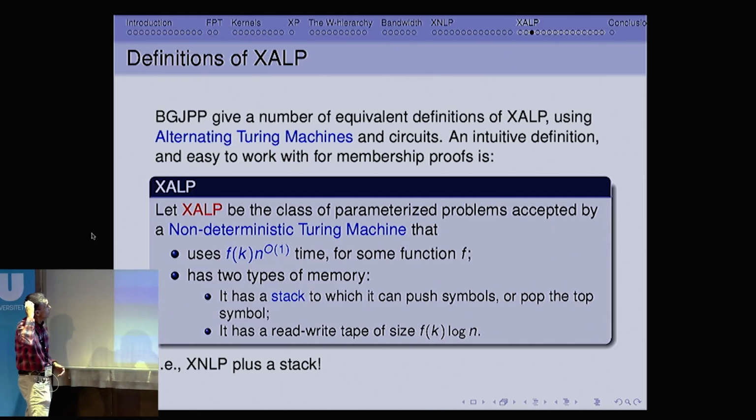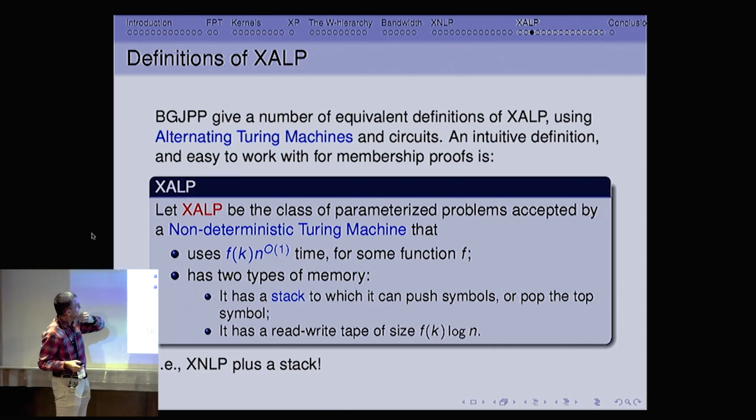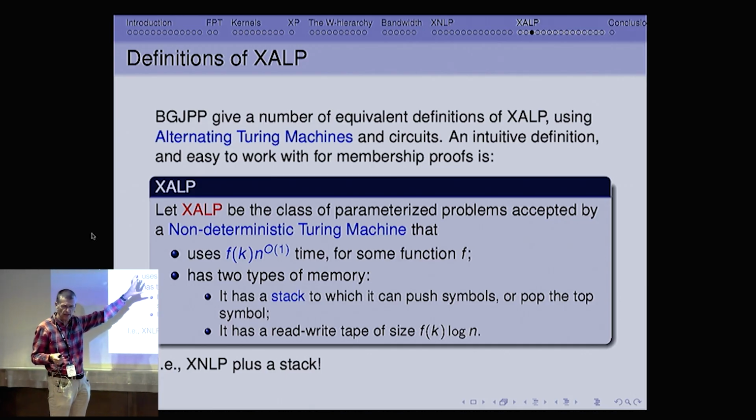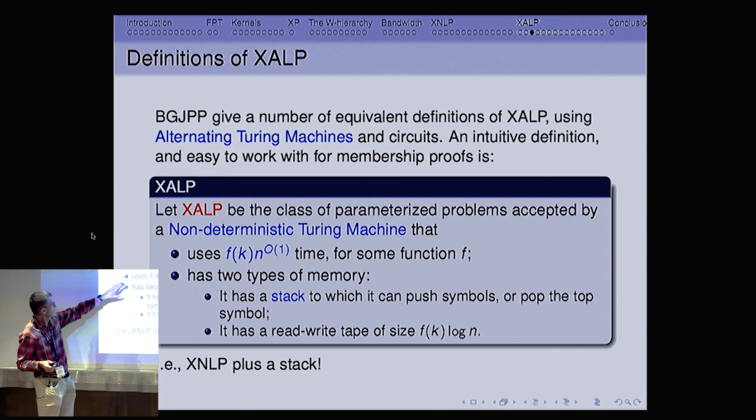So you have a number of different definitions, using alternating Turing machines or circuits. The simplest of the equivalent definitions is the following: I have basically almost the same thing as XNLP, but I also have a stack.